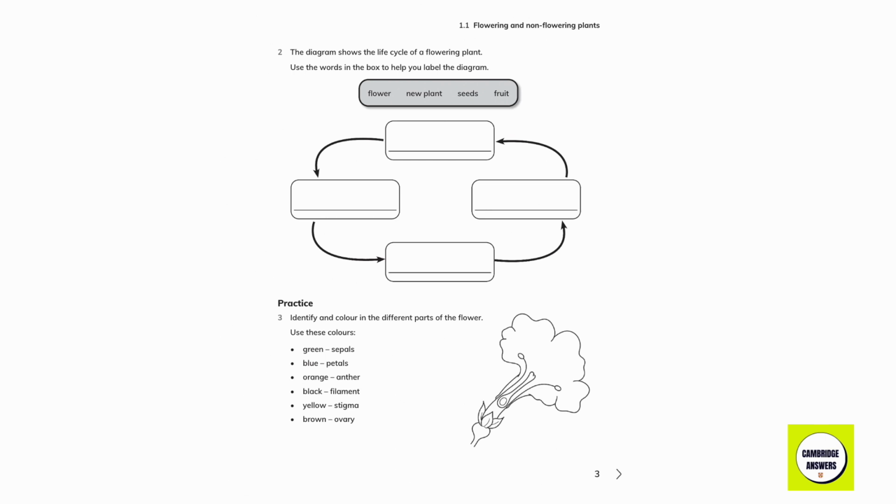The diagram shows the life cycle of a flowering plant. Use the words in the box to help you label the diagram. Seeds, new plant, flower, fruits. Identify and color in the different parts of the flower. Use these colors. Green, sepals. Blue, petals. Orange, anther. Black, filament. The filament is already black. Yellow, stigma. Brown, ovary.